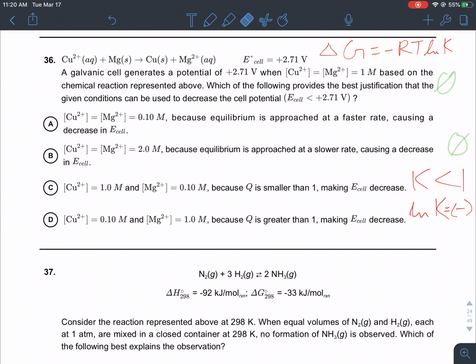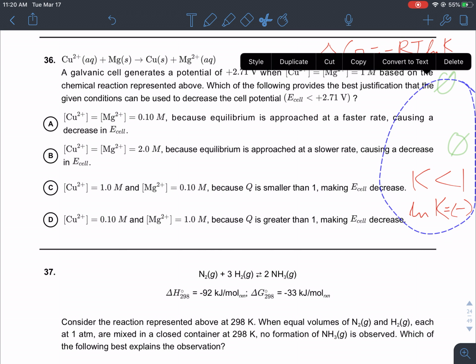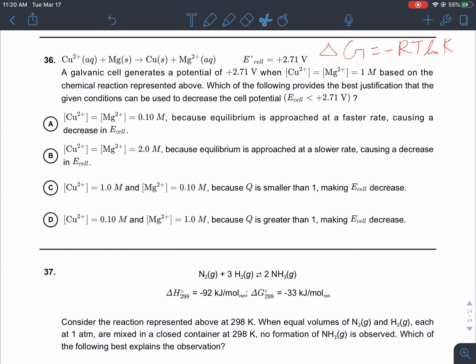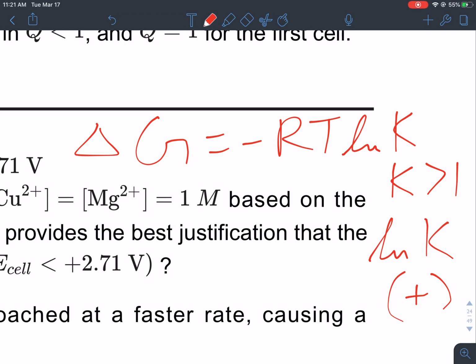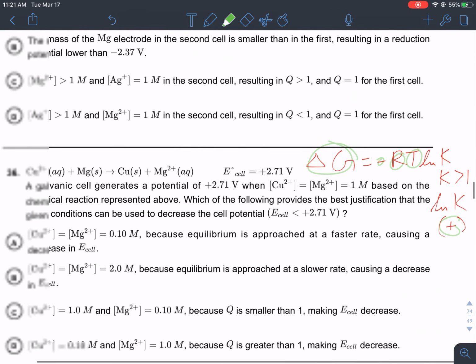Think about all the things that have to happen for D to be true. So you have more product, Mg2+, than you do reactant. If you have more product than reactant, then it means your K is greater than 1. If your K is greater than 1, then your ln of K is a positive number. So you have a negative times a positive times a positive times a positive, making delta G negative. That would make it spontaneous.